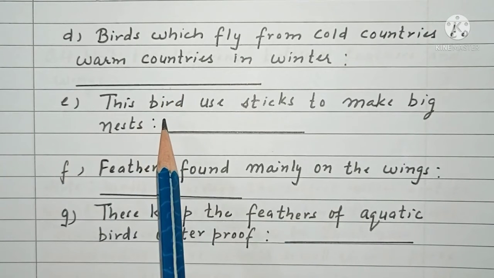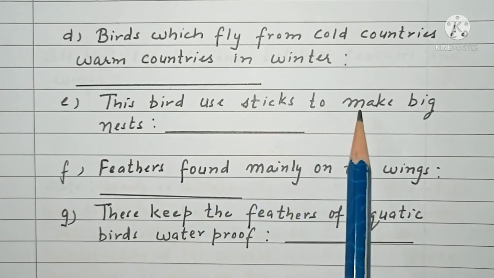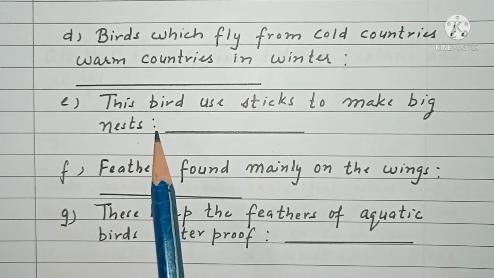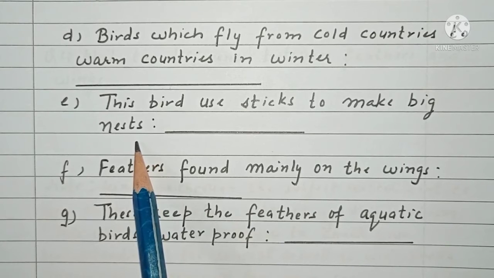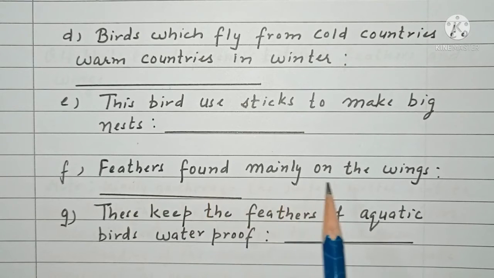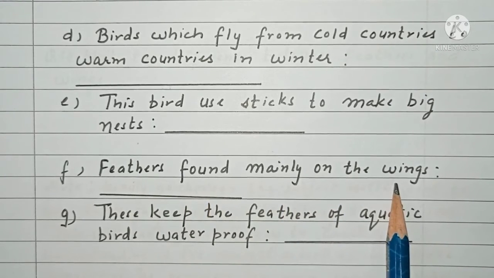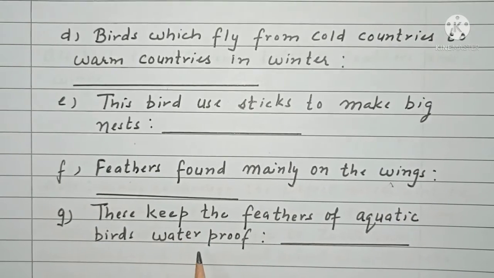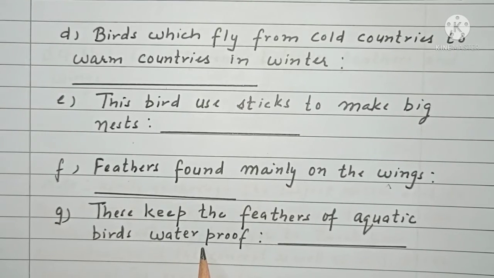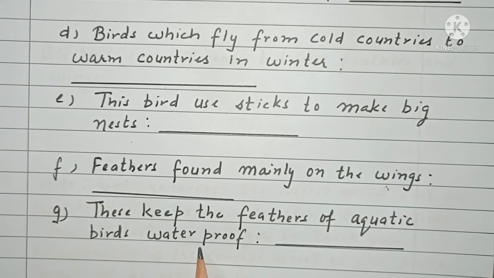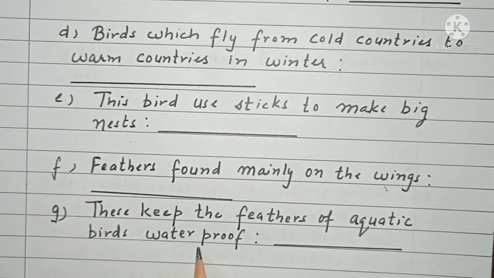E part, this bird uses sticks to make big nests. So this bird, it uses sticks and makes big nests on top of the trees. And then the name of the feathers which are found mainly on the wings, and these are long feathers. And these keep the feathers of aquatic birds waterproof. Children, as aquatic birds, they are always in water. So what is there in them which is keeping their feathers waterproof?